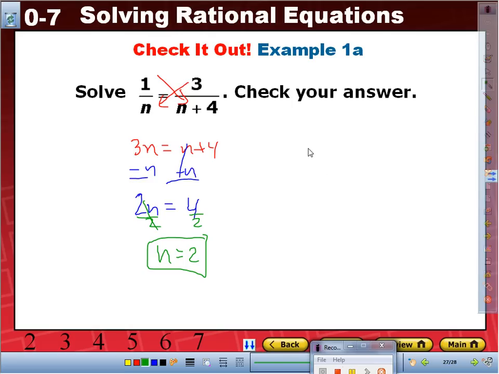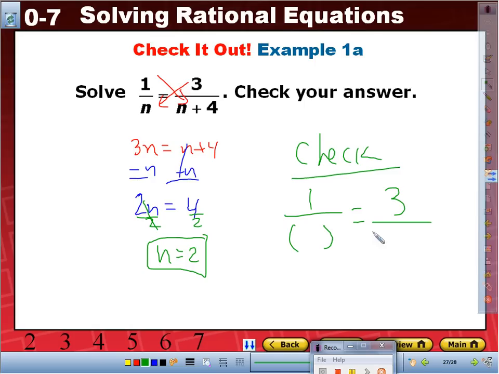Okay? To check, you wrote 1 over open parentheses equals 3 over open parentheses plus 4. But instead of the parentheses, we write a 2. This is 1/2 equals, this is 3 over 2 plus 4, that's 6. And what is 3 over 6? Is 1/2 equal to 1/2? Yes. So this is a solution. Okay? So far so good?